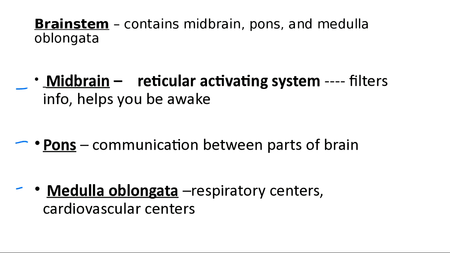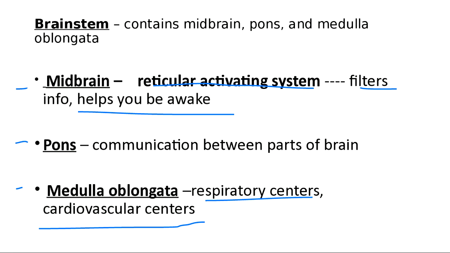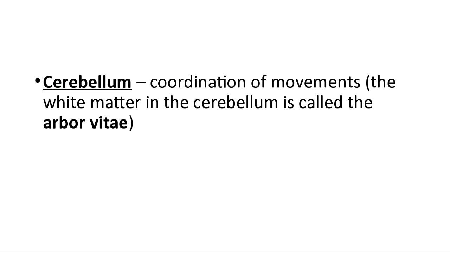Midbrain is part of the reticular activating system, also filters out things you don't need to know and helps keep you awake. The pons is for communication between different parts of the brain. Medulla oblongata contains respiratory and cardiovascular centers. The cardiovascular centers are important for regulation of heart rate and blood pressure control, but the heart has its own pacemaker, so it will continue to beat without the medulla. The cerebellum is for coordination, and this has already been discussed. The white matter is called the arbor vitae.